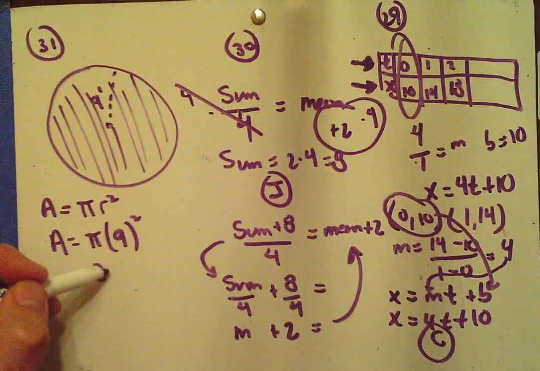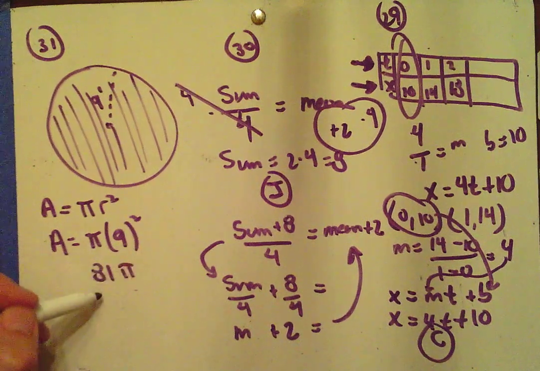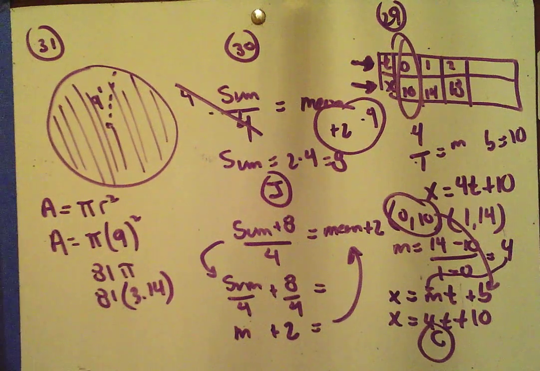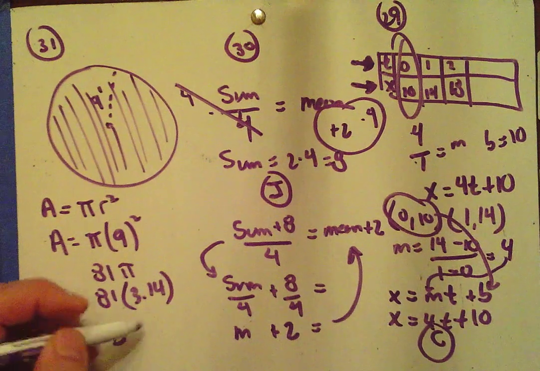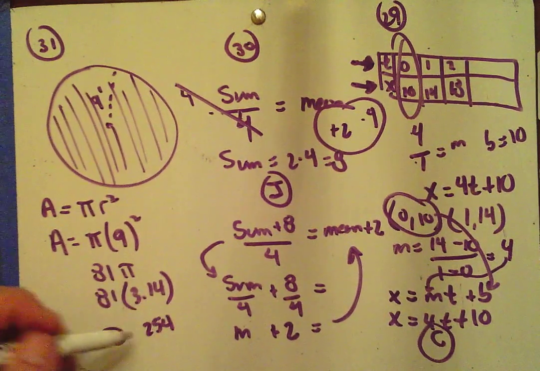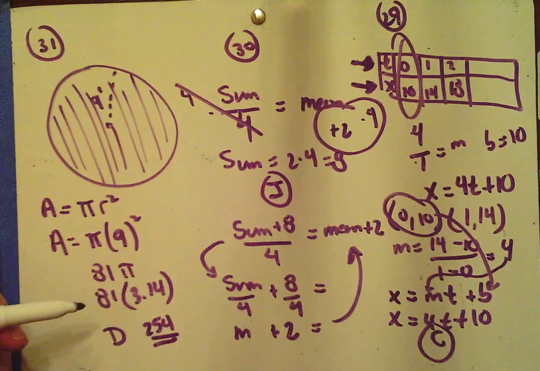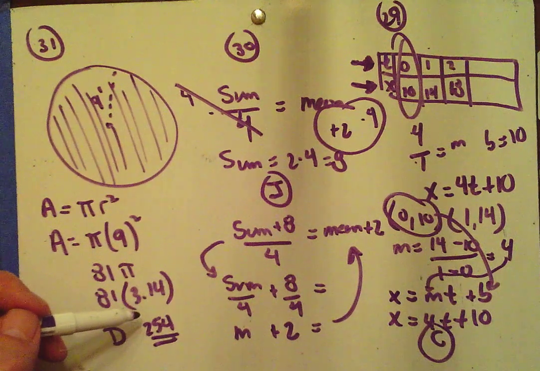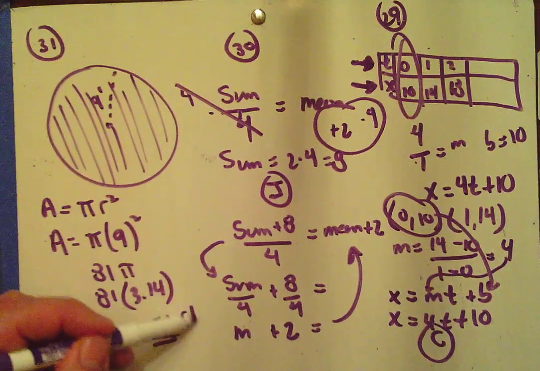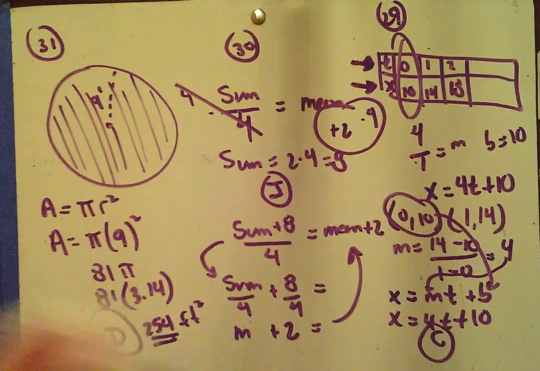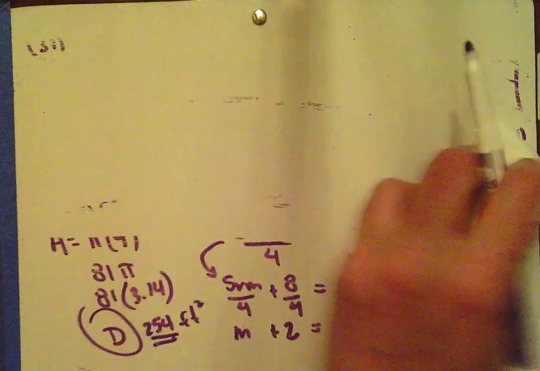So 81 times pi. Now for pi, they said to use 3.14 in this problem. And because of that, I get choice D, 254. Note the word approximately. Approximately how much square area will the dog cover? The dog will cover approximately 254 square feet. So choice D is our answer to 31. Okay, let's take a look at 32.